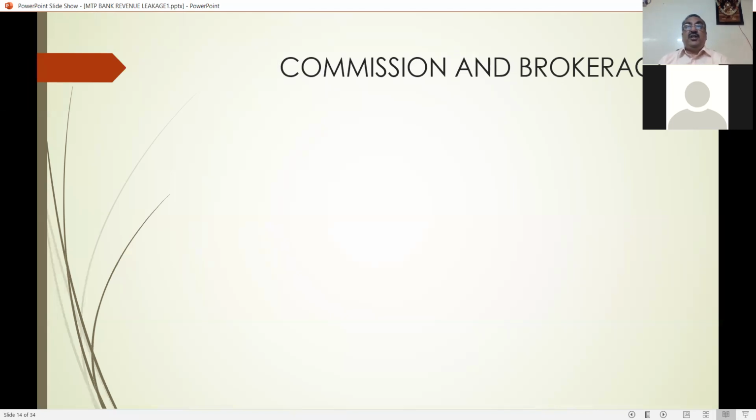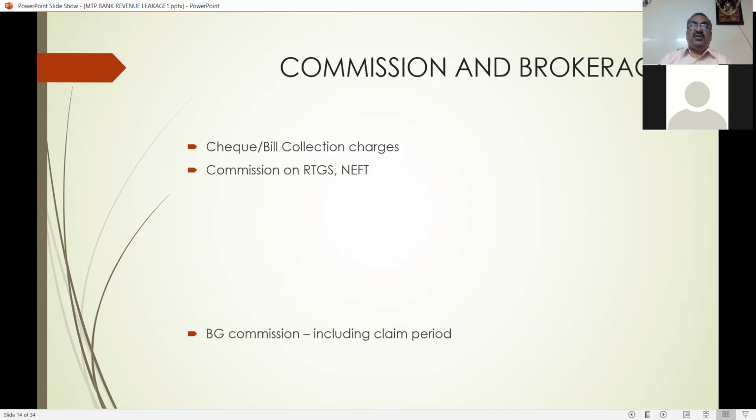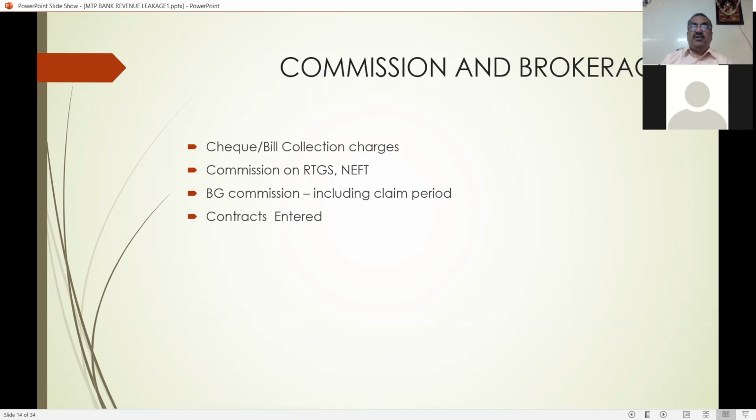Now coming to the commission and brokerage area. Cheque and bill collection charges, they are charging commission on RTGS and bank guarantee commission, which we have discussed, including the client period, we have to charge. Sometimes they enter into a contract, and for that also they are charging some fees. Issue of LC, you are getting some commission. The bankers are doing the share business also. For that, from the share market, they are getting some brokerage commission.